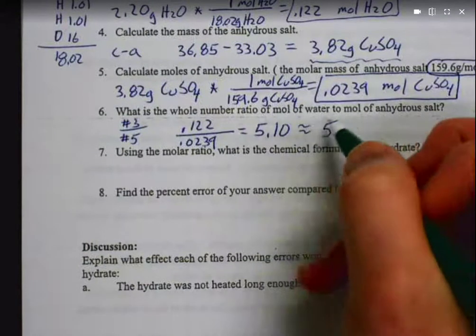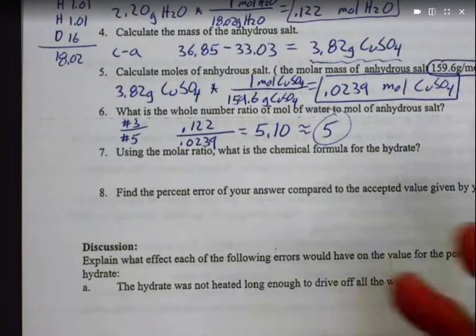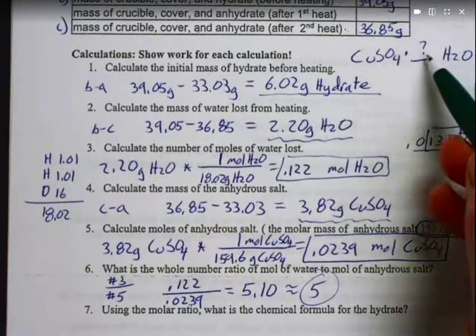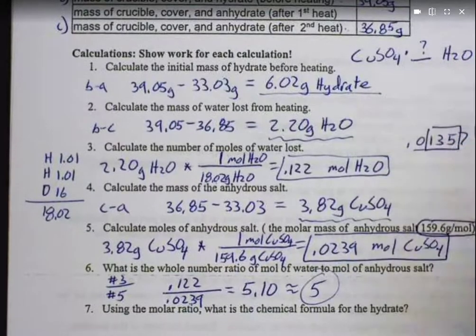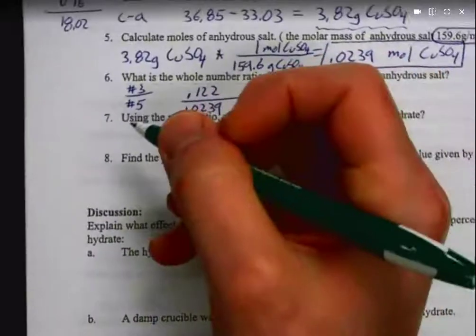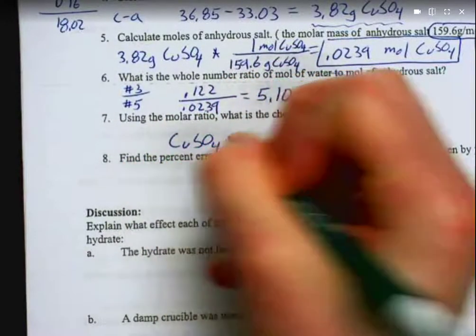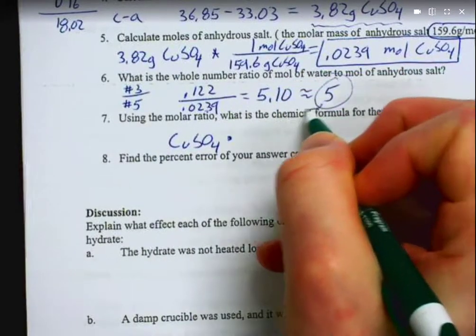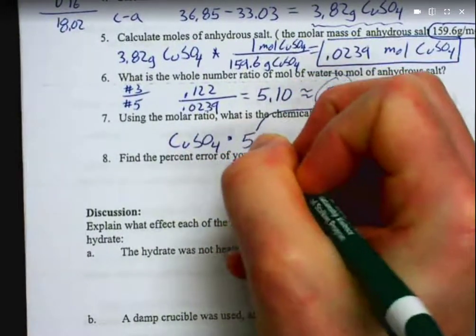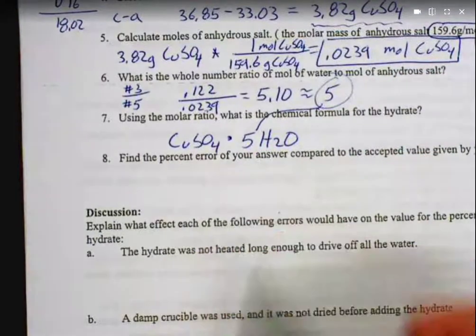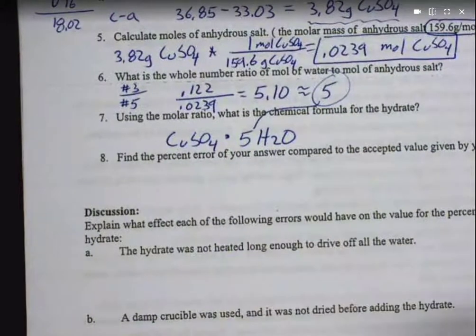So I'm going to take this number, and that is the number that goes in my formula up here. That's what I was looking for. So this is like the money question. I'm just going to rewrite that formula. CuSO4 dot, and I'm going to take this answer, whatever you got right here, and put it in. There are 5 waters, according to my data, for every 1 copper sulfate. There's the formula for the hydrate.